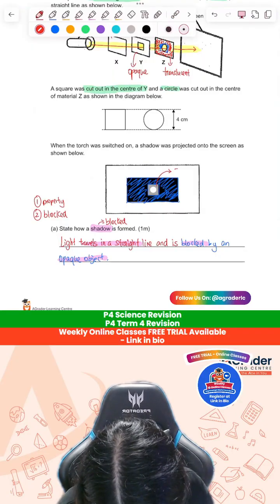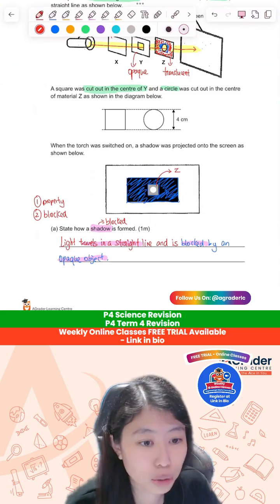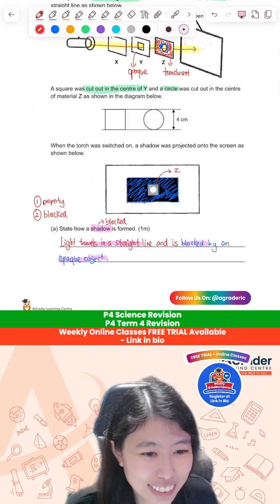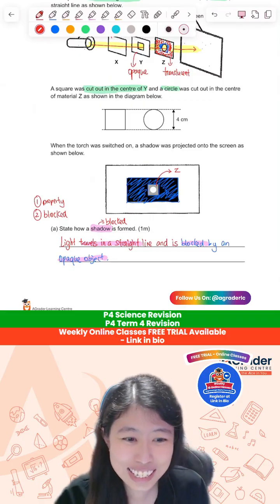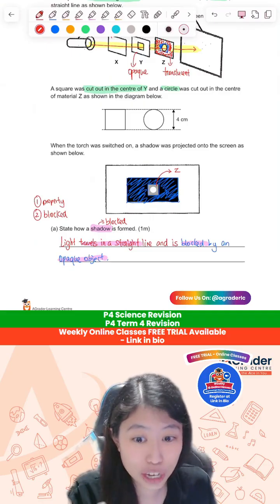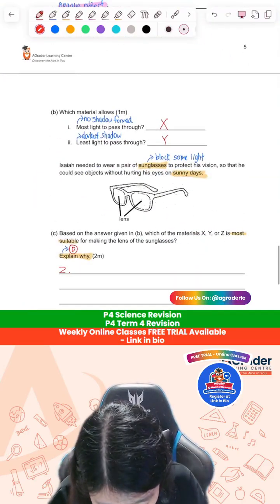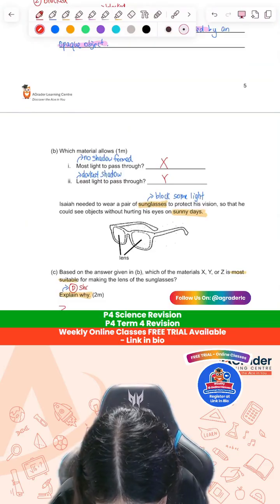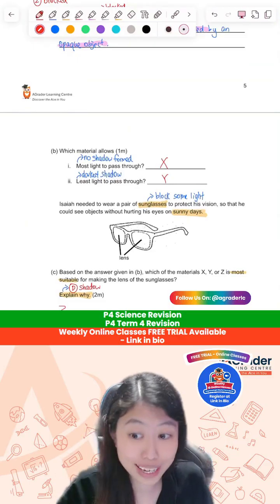This is the shadow of Z, right? So Z forms what kind of shadow? Light or dark shadow? Z forms a lighter shadow. Very good. So describe the shadow of Z: it forms a light shadow.